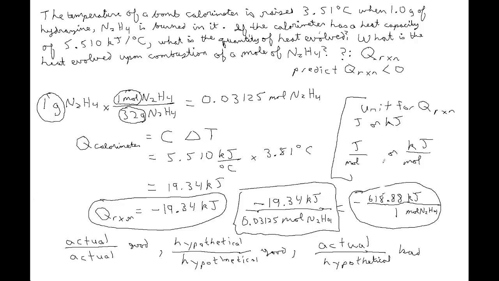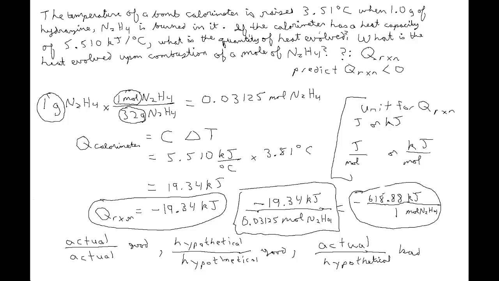So for every 1 mole of N2H4 combusted, it'll release 618 kilojoules. That's right. Maybe it would be a little bit more precise or concrete to say, if we hypothetically combusted 1 mole of hydrazine, then we would hypothetically produce 618.88 kilojoules. That makes it a little bit more concrete, I think. All right. So that's how we can go from the actual kilojoules to the kilojoules per mole.